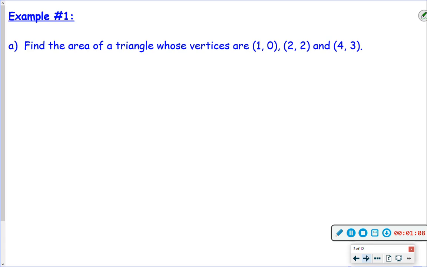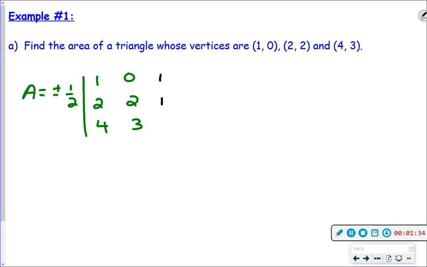Okay, so let's do one. Find the area of the triangle, the vertices, you can see them there. Super easy. So plus or minus 1/2 determinant. Doesn't matter the order you write the points down. I just do them in the order they give them to you. So 1, 0, 2, 2, 4, 3. And then, because to do a determinant it has to be a square matrix, you have to fill these in with ones. So that's one of the tricks.